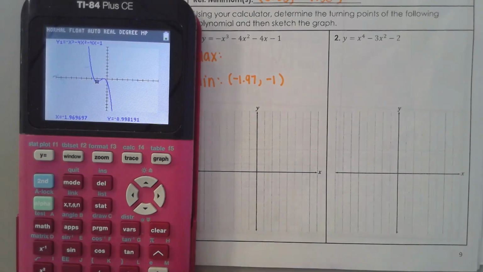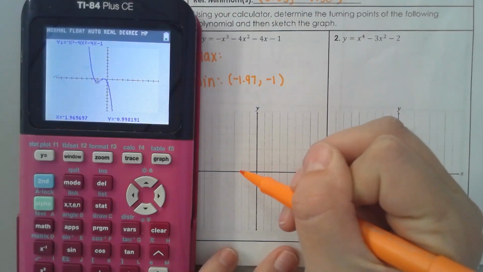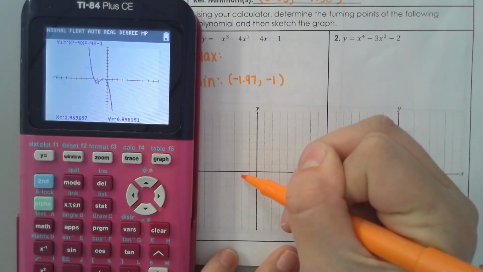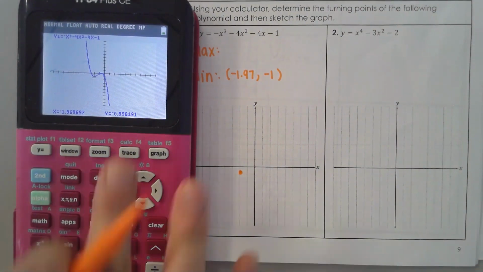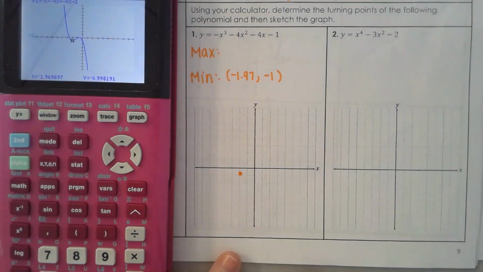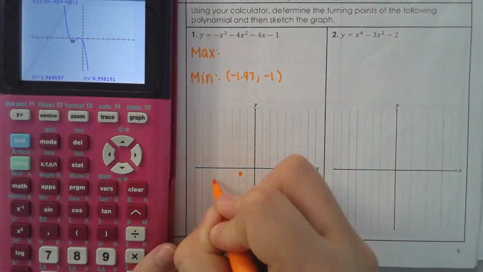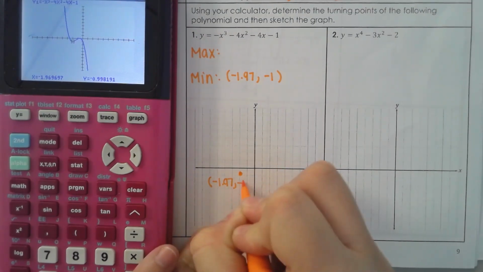And so when I graph this, I'm pretty much going to go left 2 and then down 1. Again, your points do not have to be perfect, but you do need to get a point fairly close. And I'm going to go ahead and label that negative 1.97, negative 1.